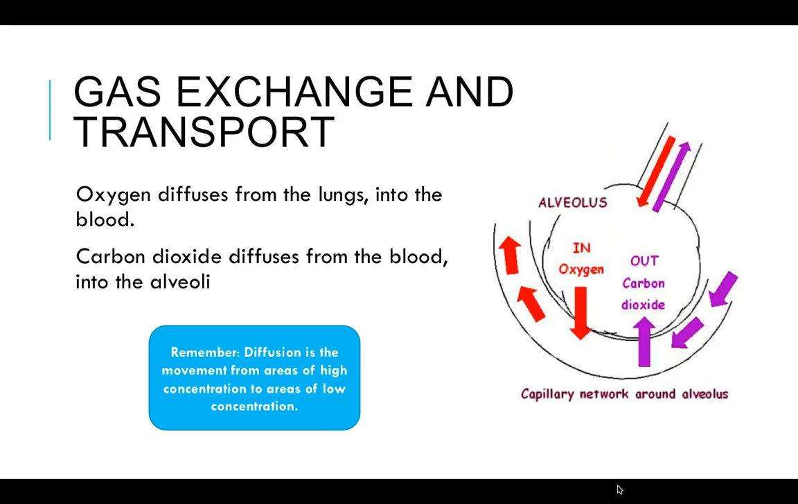So gas exchange and transport. Remember, the whole idea of the respiratory system is to get oxygen to our tissues and carbon dioxide out of our body. When blood arrives at the lungs, it has low oxygen and high carbon dioxide as waste. So in the alveoli, oxygen diffuses from the lungs, which are high in oxygen, to the blood, which is low in oxygen. And carbon dioxide diffuses from the blood, where the carbon dioxide is high, to the lungs, where the carbon dioxide is low, so we can exhale that carbon dioxide out of our body.